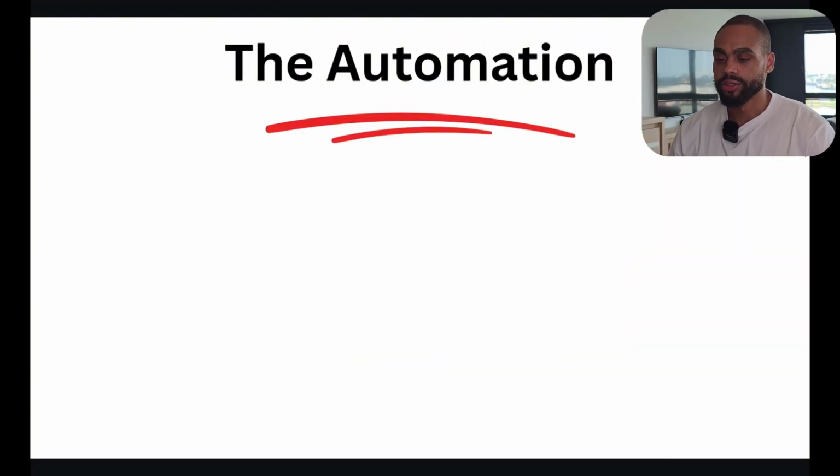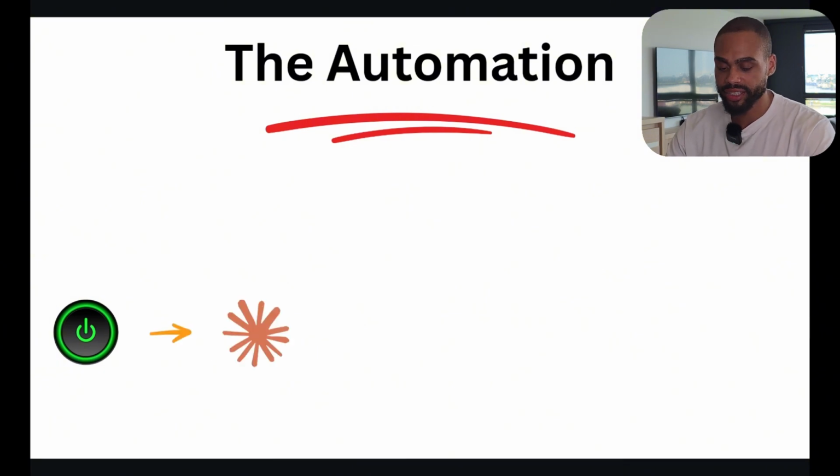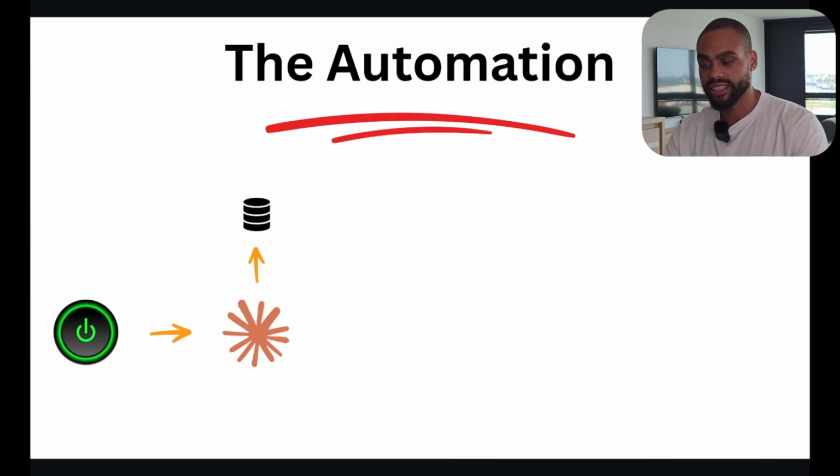Now that I've shown you the automation, I'm going to break it down for you. It starts with the power button. I use my AI executive assistant to kickstart the automation. This is then going to result in a Claude agent being spun up. This agent has been trained on my business, my company context. It is going to need this information to give the best possible audit and the best possible advice.